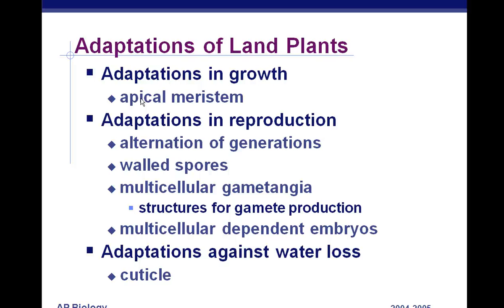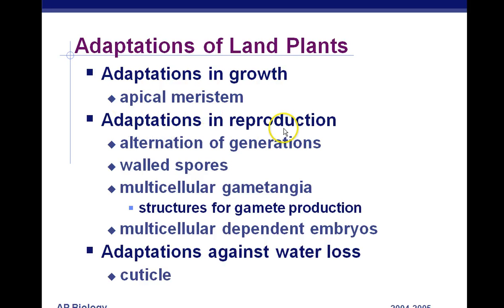That's called an adaptation. As a result of growing taller, you can grab that light first, that's a resource, and you are able to effectively get that energy before other lower plants can get it. So that's the survival advantage of an apical meristem. You're able to grow taller.